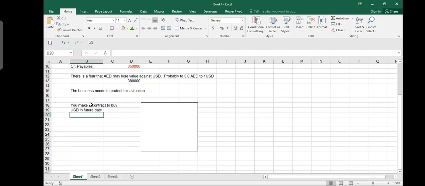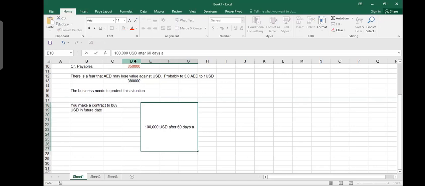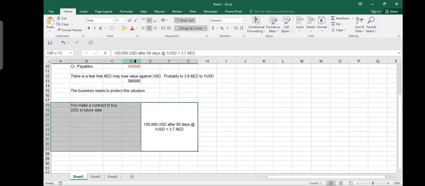I have to close my risk. So what you will do, you will make a contract. The contract will say that 100,000 USD after 60 days at 1 USD equals 3.7 AED. So this is the offer he gives you. He says, I will give you the price of 1 USD equal to 3.7 AED. If you are willing, you can buy.